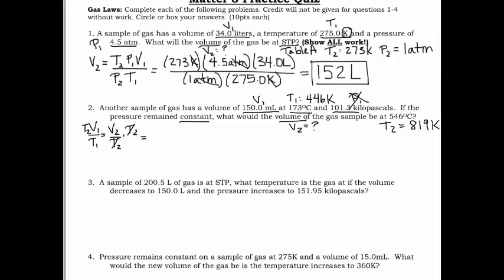We're going to plug our numbers in. T2 is 819 Kelvin. V1 is 150.0 milliliters. T1, when we converted, was 446 Kelvin. So plugging into my calculator, 819 times 150, all divided by 446. My Kelvins canceled out, so my answer is 275 milliliters.